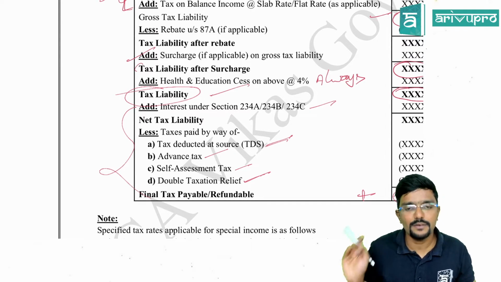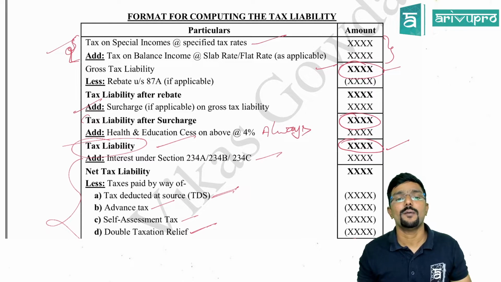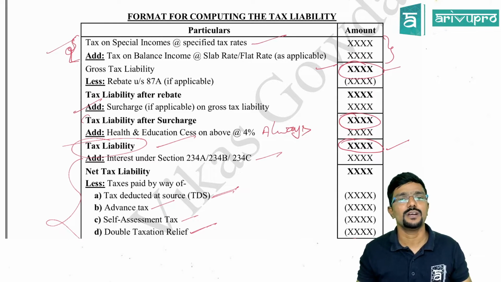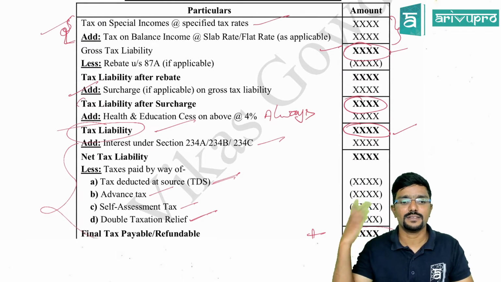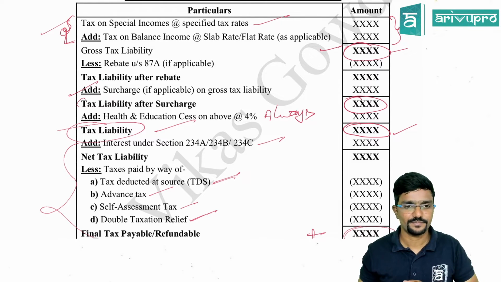So till here we are covered in this chapter, guys. Till here, that is tax liability, which is nothing but my final tax liability, which I am supposed to pay to the government. With respect to interest and all, we will take care in the later chapters. SAT means self-assessment tax. That is, I myself calculate my income, I myself calculate my tax liability and pay it.